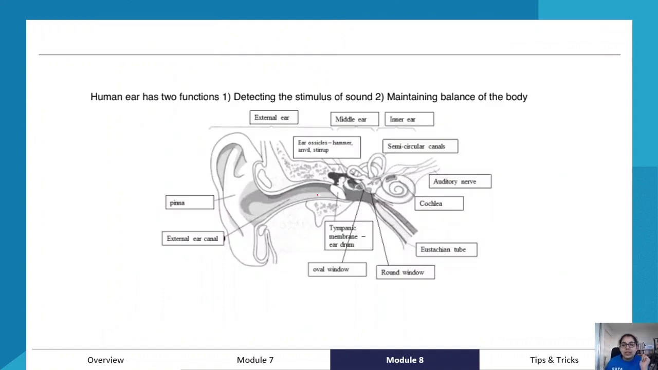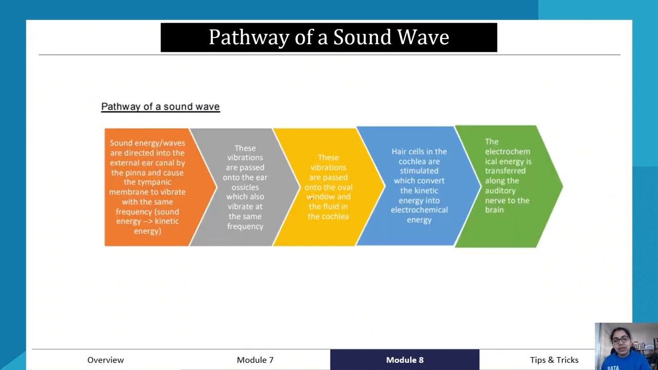So essentially the ear has two functions: detect the stimulus of sound, and maintain balance of the body. You should be able to talk me through the different structures. What structures are part of the outer ear, what structures are part of the inner ear, what structures are part of the middle ear? How is sound actually being interpreted?